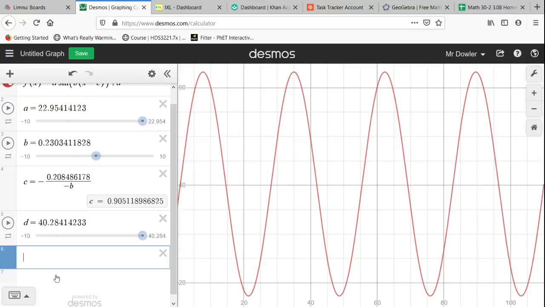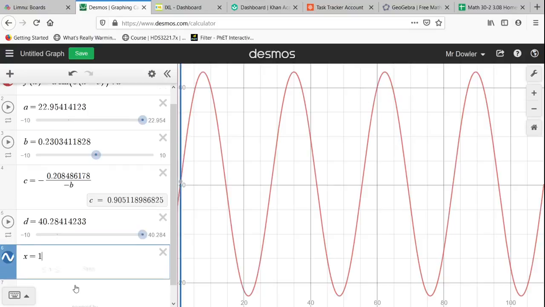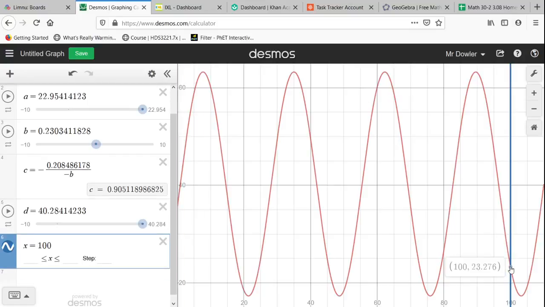So we want to find the altitude on day 100. X equals 100. Bingo, it's going to be about 23 degrees. They asked for the nearest tenth of a degree, so that makes it 23.3.